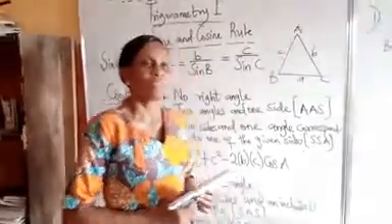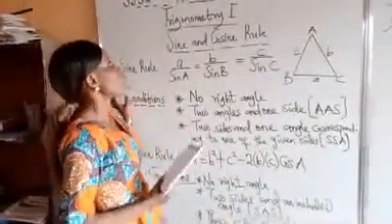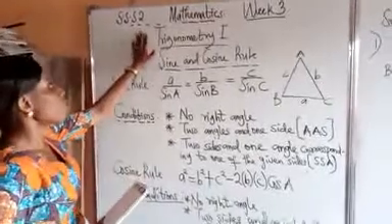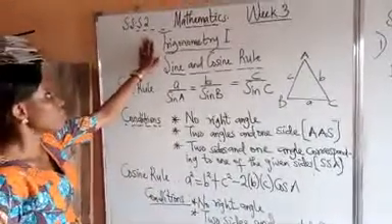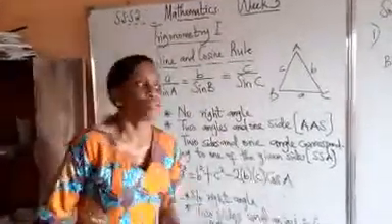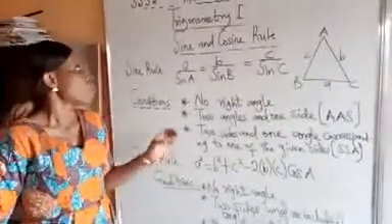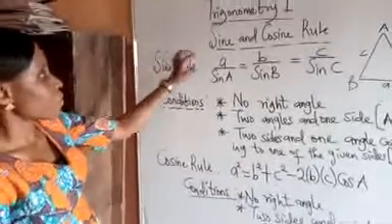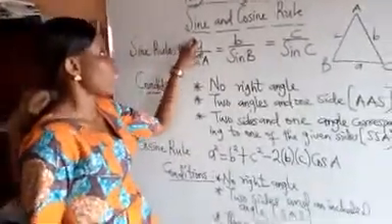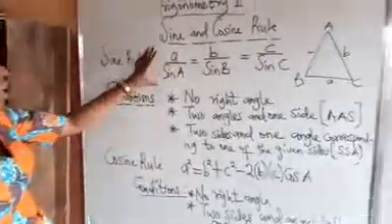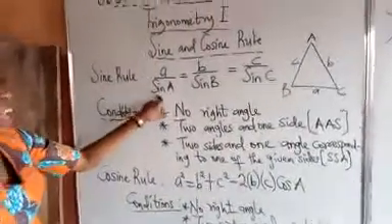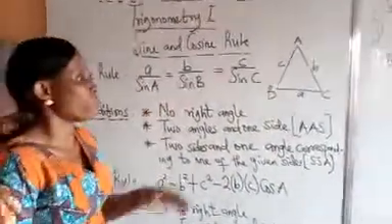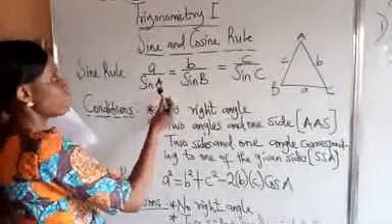Good day, class. Today we want to talk about trigonometry, precisely the sine and cosine rule. The sine rule states that the side of any given triangle is proportional to the sine of its opposite angle. So this is the formula mathematically.